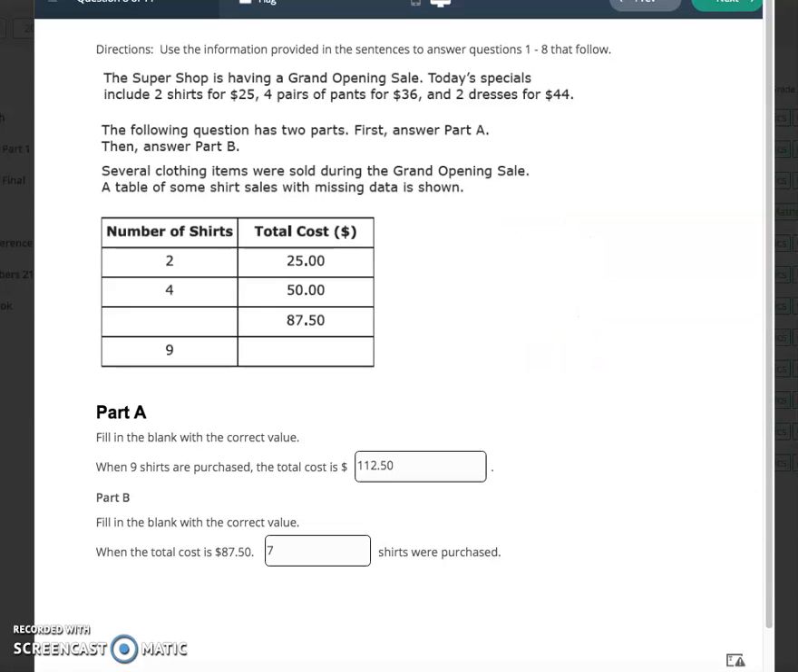Now again, I could have used another proportion. I could have said, well, 4 shirts is $50. How many shirts is 87.50? And I'm going to cross multiply it. We're going to wind up with the same answer. All right.